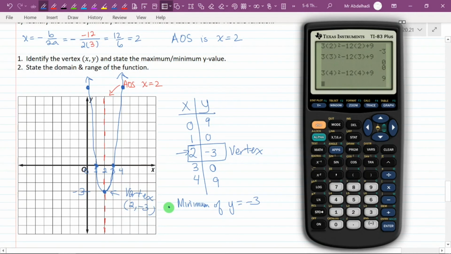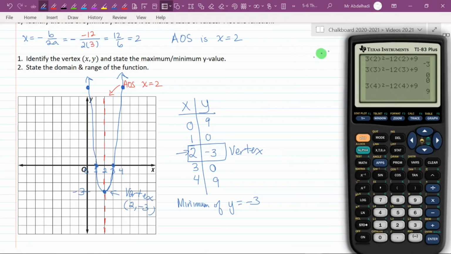State the domain and range of the function. The domain of any parabola is going to be all real numbers, so you can save time with that. Domain is where the x's go, and the x's go forever and ever in both directions, so all real numbers. That's the symbol for all real numbers. What's the range? The range is what the y's are doing, and you can see the y's start at -3 and go up. It doesn't go below -3, so the range is y is greater than or equal to -3.